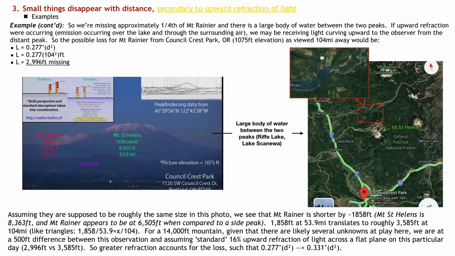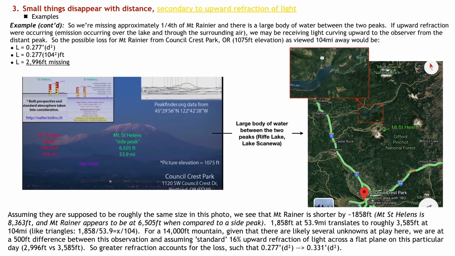We're missing approximately 1/4 of Mount Rainier, and within that photograph you can see how short Mount Rainier is. And there is a large body of water between the two peaks. If upward refraction were occurring, or emission occurring over that lake and in the surrounding air, we may be receiving light curving upward to the observer from that distant peak. So the possible loss for Mount Rainier from Council Crest Park, Oregon, which is at 1,000-foot elevation, as viewed 104 miles away, would be 0.277 times feet per the mile squared, or 2,996 feet missing, assuming upward refraction.